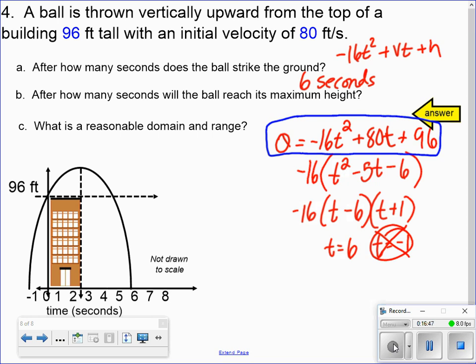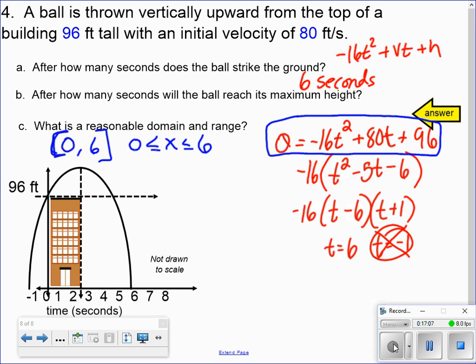Reasonable domain or range for this problem. For the domain, it can't go on forever. We start at 0 seconds. We end at 6 seconds. So my domain would be 0 to 6. Or, as an inequality, x is greater than or equal to 0 and less than or equal to 6.